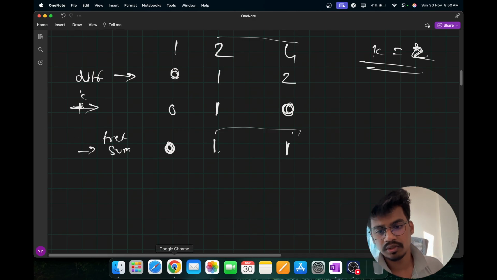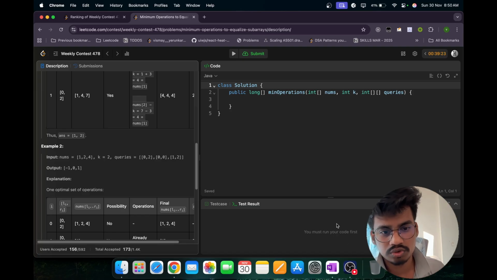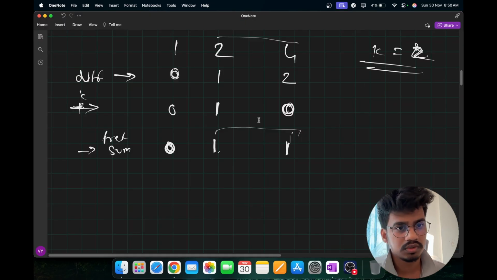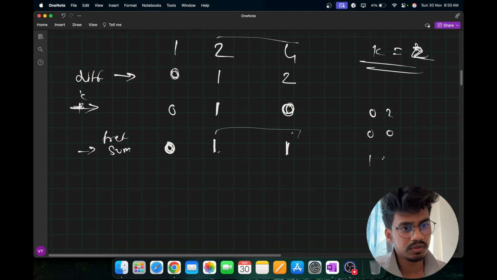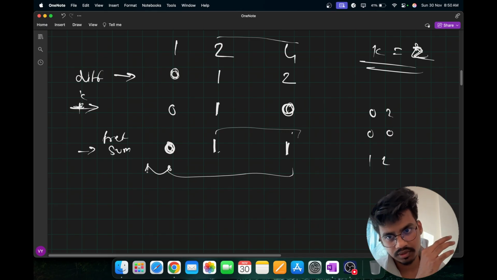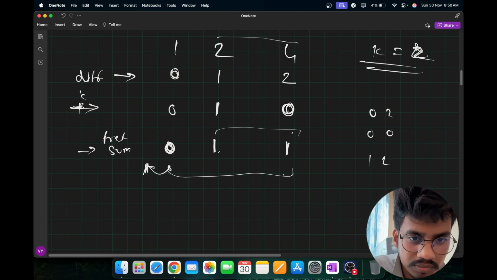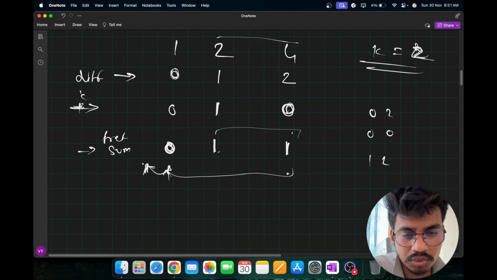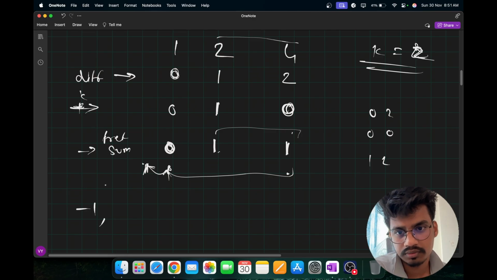Okay, now let's get to our queries. 0 2 0 0 1 2. So 0 to 2, we have 0 to 2. What we checked is, we have to check if the sum of this minus this point, is it equal to the sum here. Now here no element was present, so let's take the sum till here, and this should be equal to this. No, this is not, so minus 1.